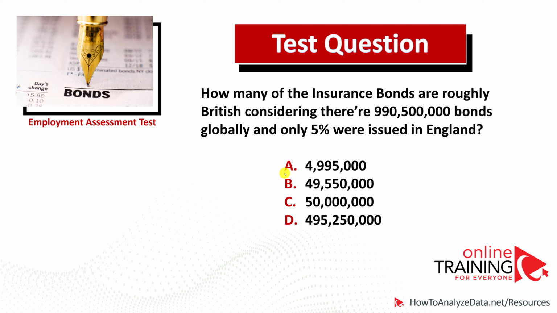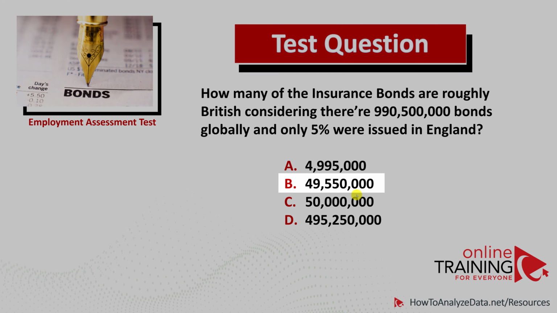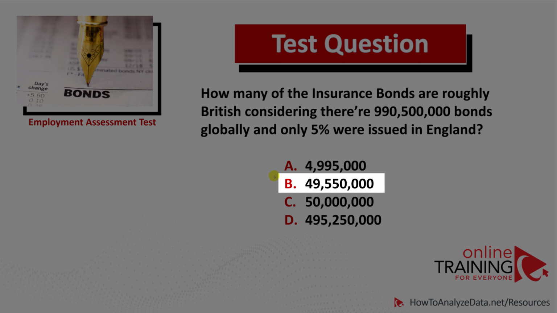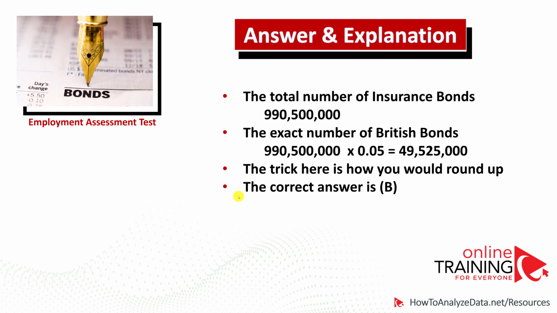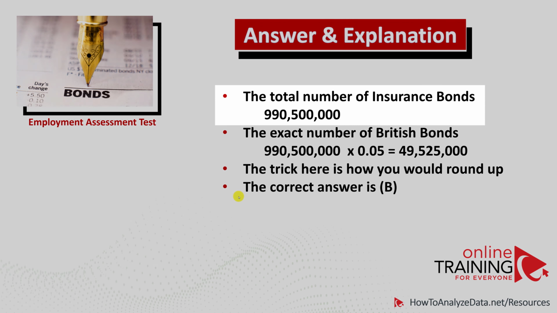Now, as we eliminated choices A and D, we can reasonably conclude that choice B is the closest, because choice B much better represents 5% of the source number, 990,500,000.